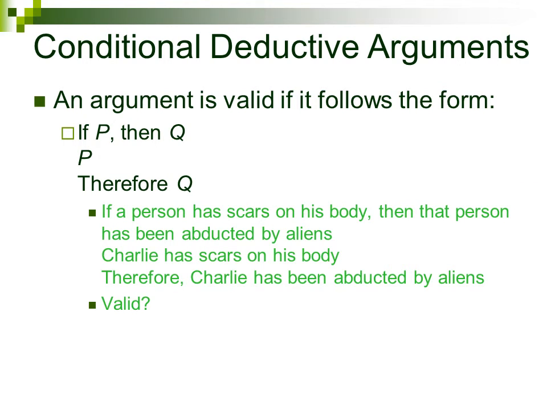If a person has scars on his body, then that person has been abducted by aliens. Charlie has scars on his body, therefore Charlie has been abducted by aliens. Is it valid?